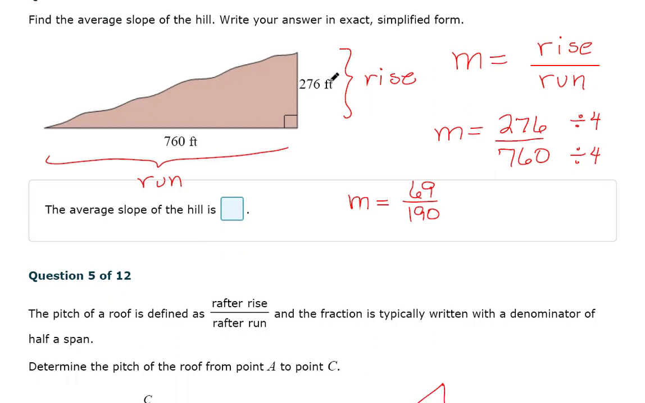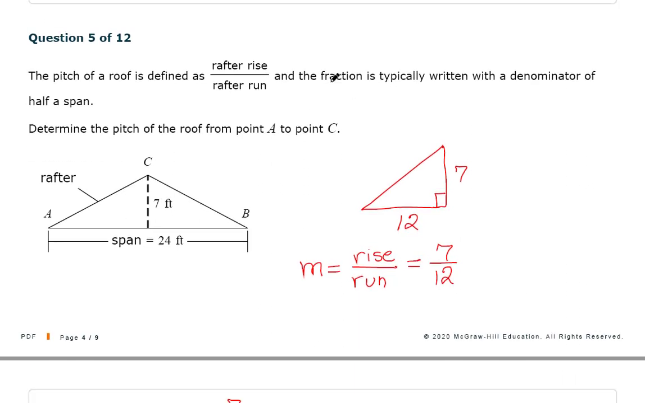In question 5, we are looking at the pitch of a roof. So we have a roof here. Here's part of our house. It's 24 feet this way, and the rise in the attic is 7 feet. And this is the rafter where they would put the shingles on the roof. So, what's the slope of this? What's the pitch? That is the rise versus the run.